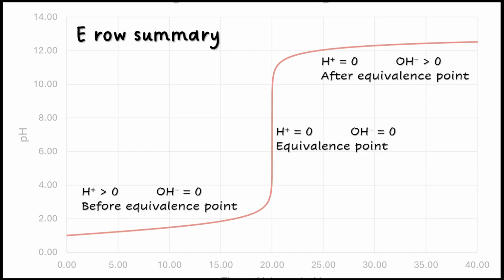To recap what we learned here, we can interpret the E row of the millimole table to align with different parts of the titration curve. If the H+ is greater than 0 and the OH- is at 0, we're before the equivalence point. If both H+ and OH- are at 0, we're at the equivalence point. And if H+ is at 0, but hydroxide is greater than 0, we're after the equivalence point.